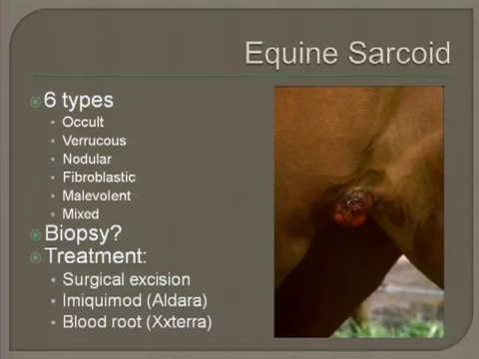So the treatment of choice would be surgical excision when possible. Unfortunately, these are not always amenable to surgical excision based upon either the location or the severity of the mass. So things that have been reported to be successful besides surgical excision: intratumoral injection of cisplatin has been reported to be successful. There's a little bit more detail about that in your notes. And then imiquimod and bloodroot, trade names Aldara and Xterra, have also been reported to be successful.